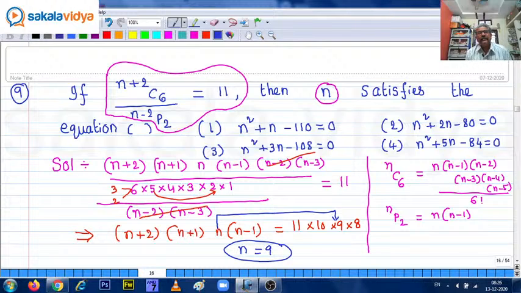Very simple way, just check the constant. 110 is not divisible by 9, so it is incorrect. 80 is not divisible by 9, it's incorrect. So 108. 108 is divisible by 9. 9 ones are 9, 9 twos are 18, yes, 9 into 12. It is divisible. So the third option is the right option. 9 satisfies the third equation. 84 is not divisible by 9, so it is discarded. So the third option is the right option.